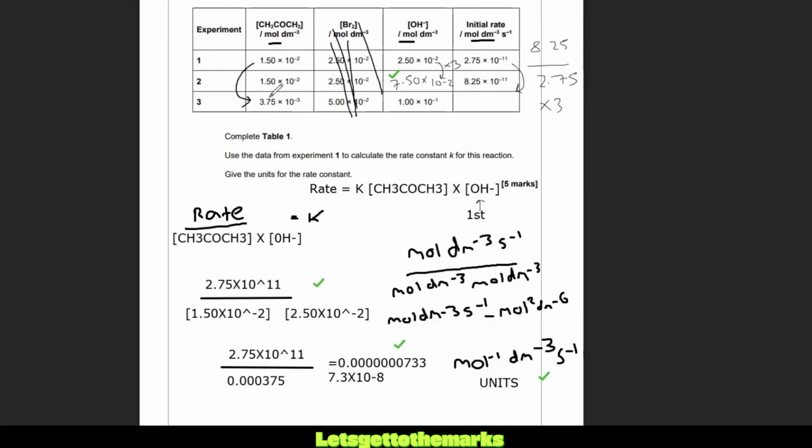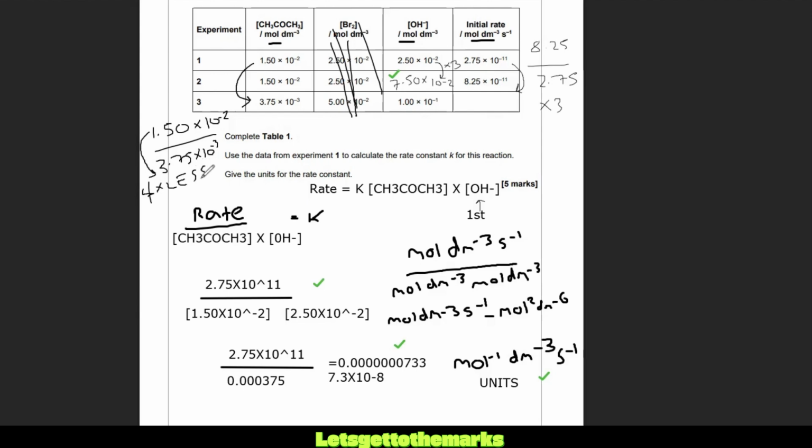So let's see what's happened to the propanone. Well, we're going to divide, it's gone down, hasn't it? Look, it's to the minus 3. So the propanone has got less. So it's gone from 1.5 times 10 to the minus 2. Now I want to divide that by 3.75 times 10 to the minus 3. Let's do that. 1.50 times 10 to the minus 2 divided by 3.75 times 10 to the minus 3. And that tells me it's got 4 times less.